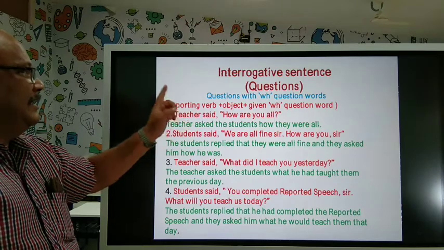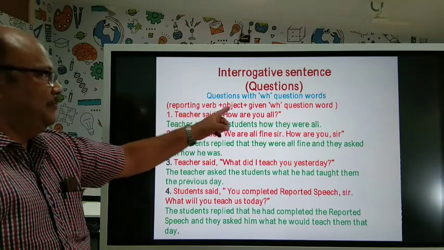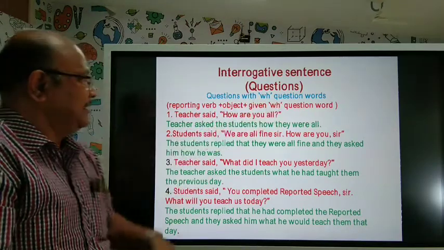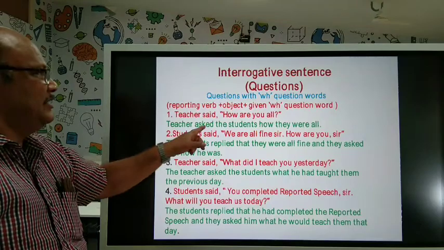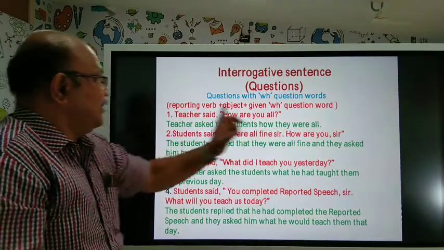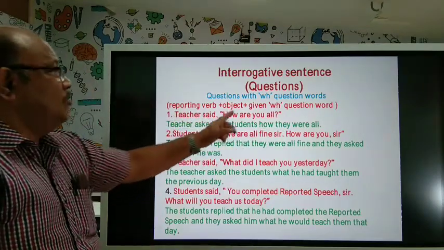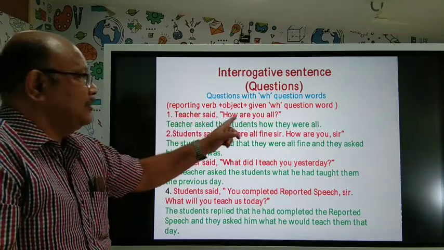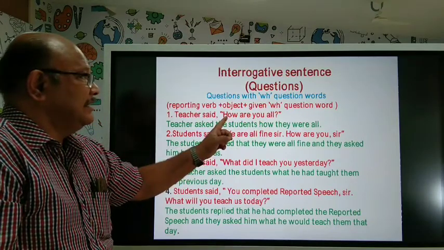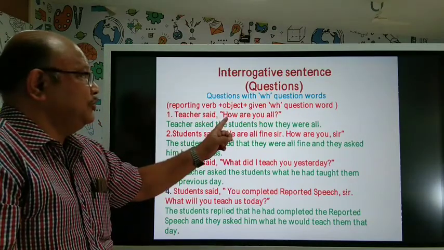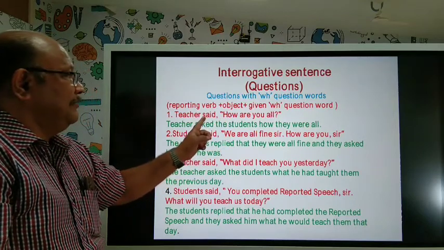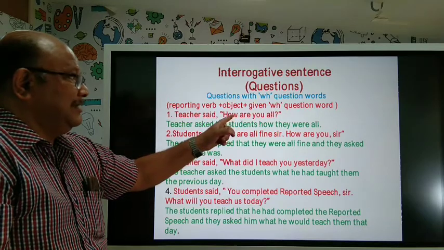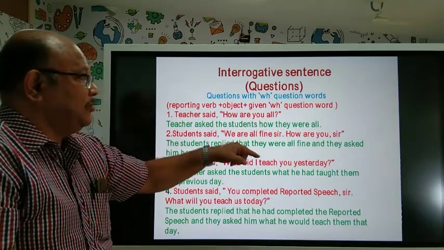The procedure is, after the reporting verb comes the object, then the given WH question word is to be used. See the example. Teacher asked the students how they were. First, the teacher said, "How are you all?" Here one question is there, and a question word is used: how. The reporting verb is past tense. Therefore, the tense of the reported speech changes to the corresponding past.